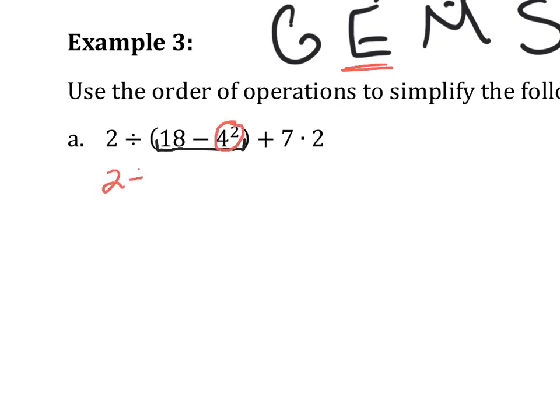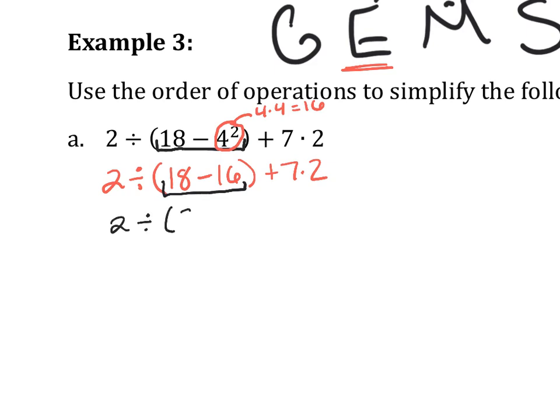So I'm going to copy down everything else. And I'm going to do 4 squared, which is 4 times 4, which is 16. So I'll have 18 minus 16 plus 7 times 2. Now I still have the grouping to deal with, so I have to deal with this 18 minus 16 in parentheses. So I'll have 2 divided by 2 plus 7 times 2. And again, at this point, there's nothing left to group inside the parentheses here, so those parentheses are useless. If you want to get rid of them, cool. If you don't, awesome. Whatever works for you. But really, this is just saying 2 divided by 2 plus 7 times 2.